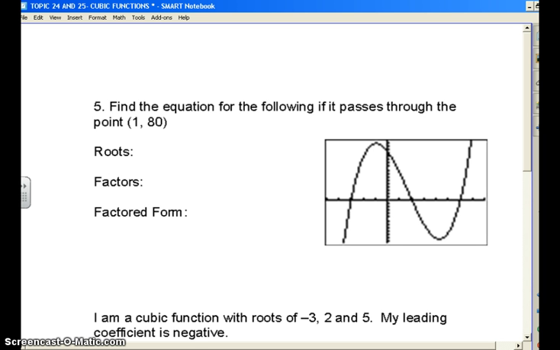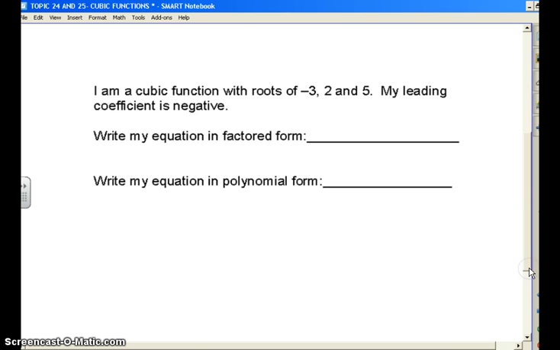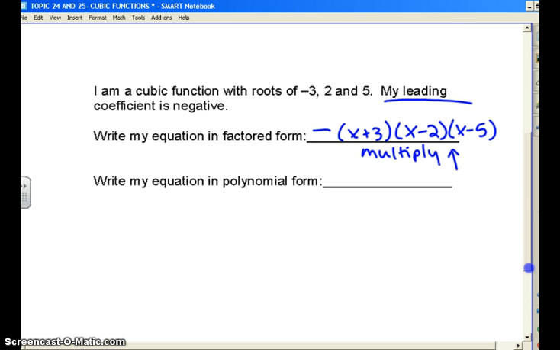I want to skip to this one right here. I'm a cubic function with roots of negative 3, 2, and 5. My leading coefficient is negative. So how would I write this in factored form? x plus 3, x minus 2, and x minus 5, and it says my leading coefficient is negative. So that's your equation. And to get your polynomial form, you're just going to multiply all of these factors together. I'll just let you work on that one.